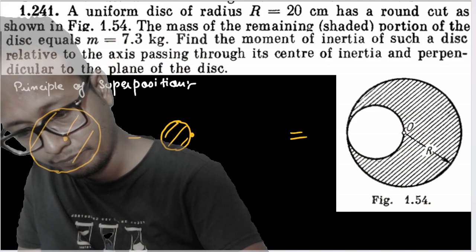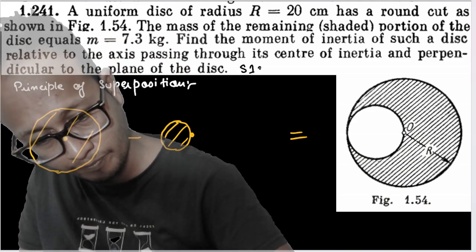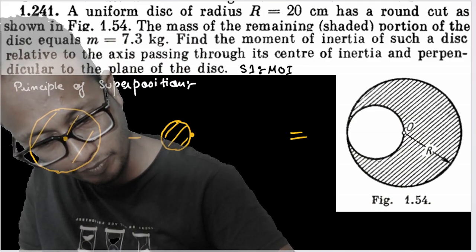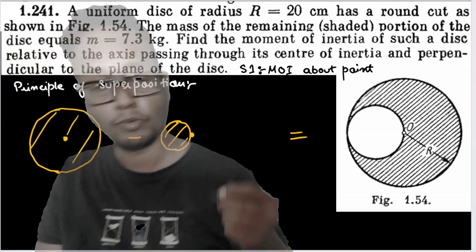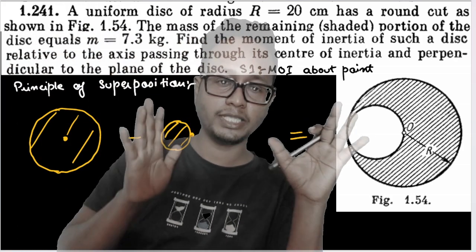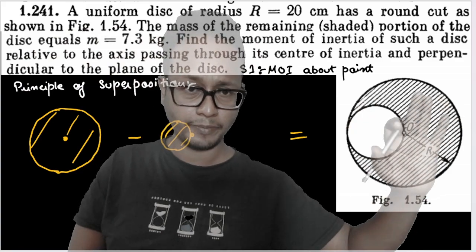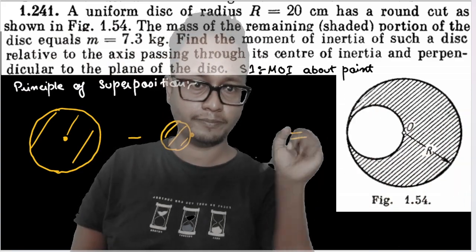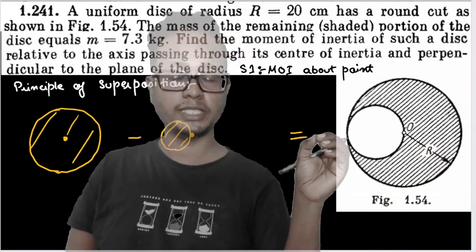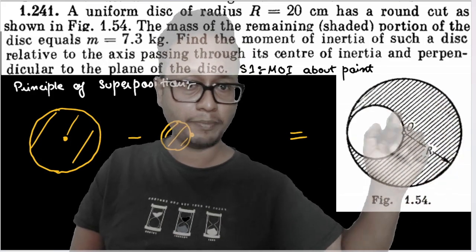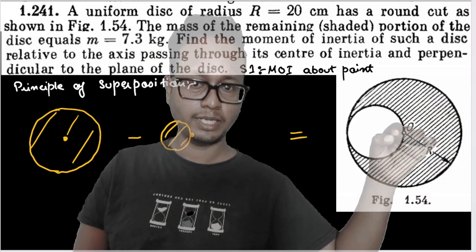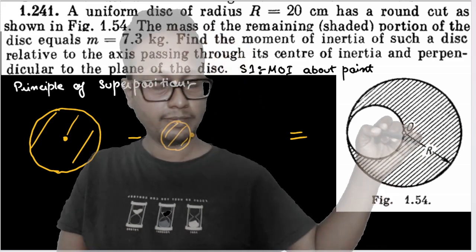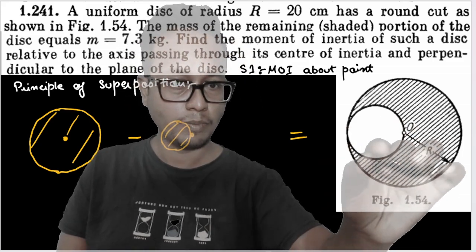So step one: moment of inertia about point O. I'll go again. This question is asking to find the moment of inertia of this shape about its center of mass. My first approach is to find the moment of inertia of this shape about point O. This point O is not the center of mass of this shape. I'll find the center of mass later. I'm just finding the moment of inertia about this point O.